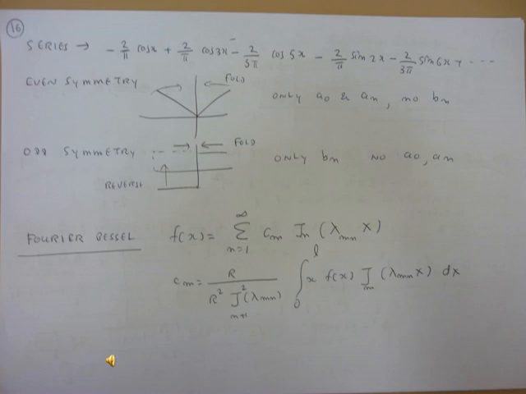The next one is the Fourier Bessel equation. For the Fourier Bessel function, the generalized equation is f(x) equal to summation n=1 to infinity cm Jn(lambda mn x). In this case, cm is equal to 2 divided by R squared times J squared n plus 1 (lambda mn), times the integration 0 to L of x f(x) Jn(lambda mn x) dx. So those are the generalized format of the Fourier Bessel equations.